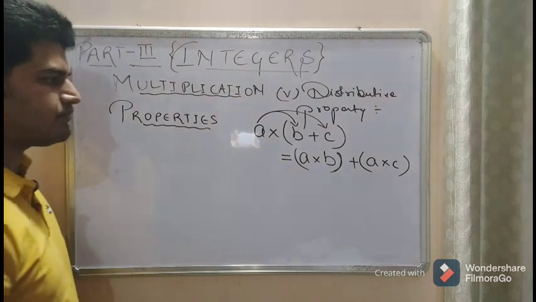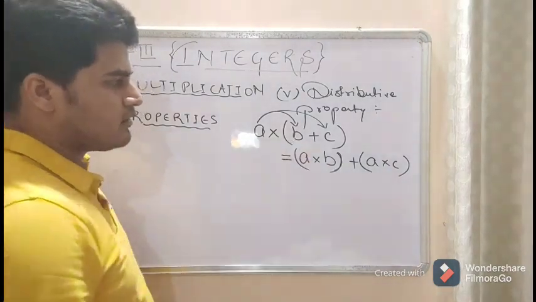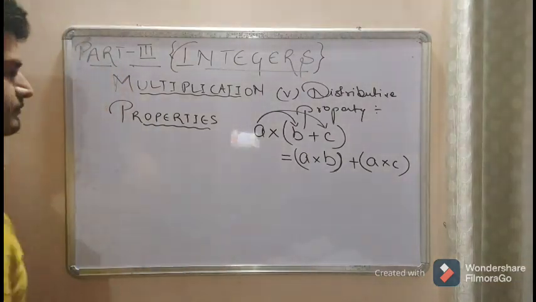And the same happens with subtraction. If there is a minus, there we will put a minus. So this property is called the distributive property. Let us check it with an example.